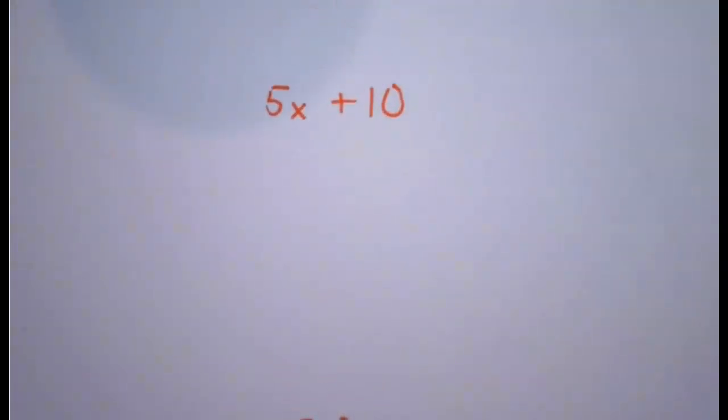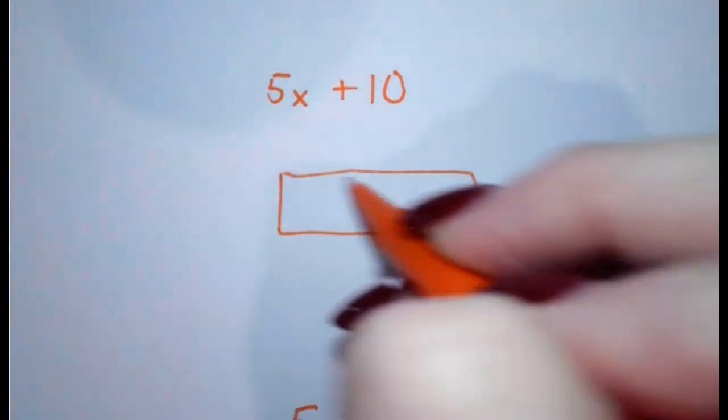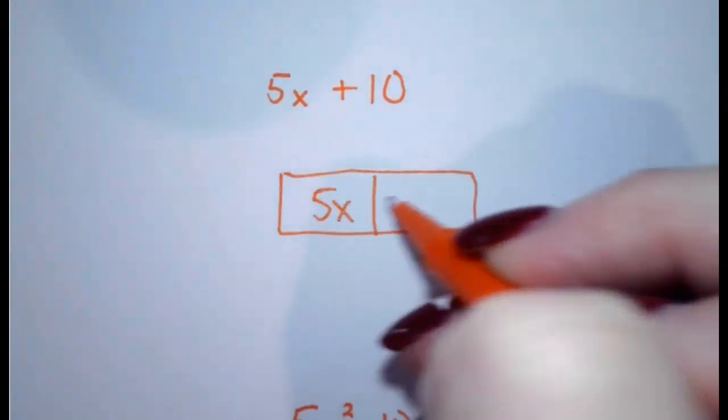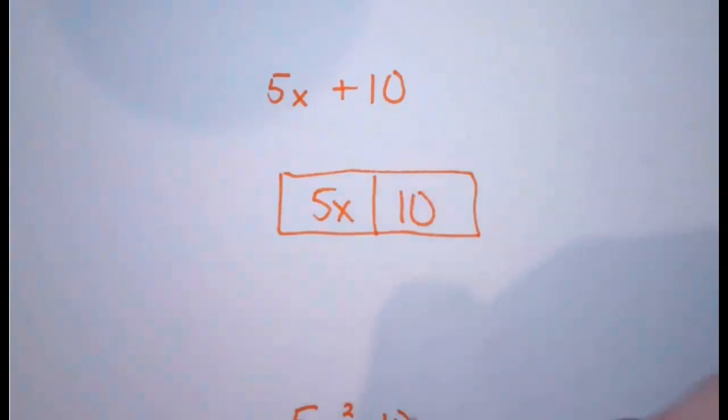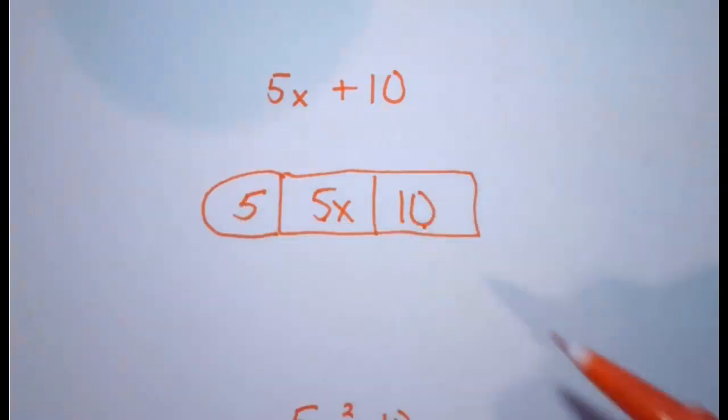So let's look at 5x plus 10. Let's break it down like we've been doing, 5x plus 10. Okay. And then I'm going to think about what it is I can break out of there on both of them. Well, I've got a 5 and a 10. I think I can divide both of those by 5, can't I?